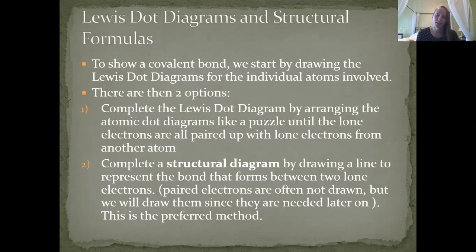Okay, next we're going to look at how to draw some Lewis dot diagrams, which is essentially just drawing out the valence electrons for all of the atoms and then connecting them in a way that you end up with all of the lone electrons in a bond. The structural diagram is just another name for the kind of finished form of this.